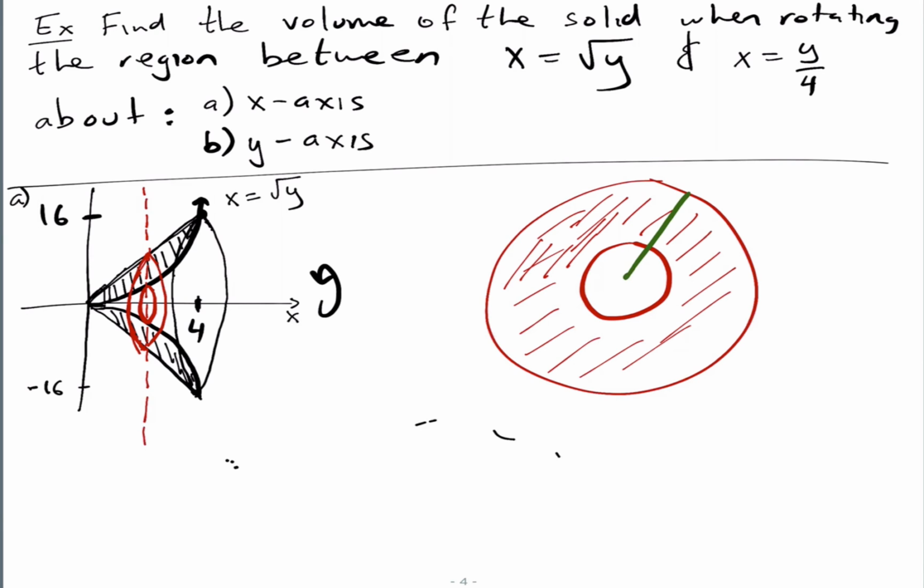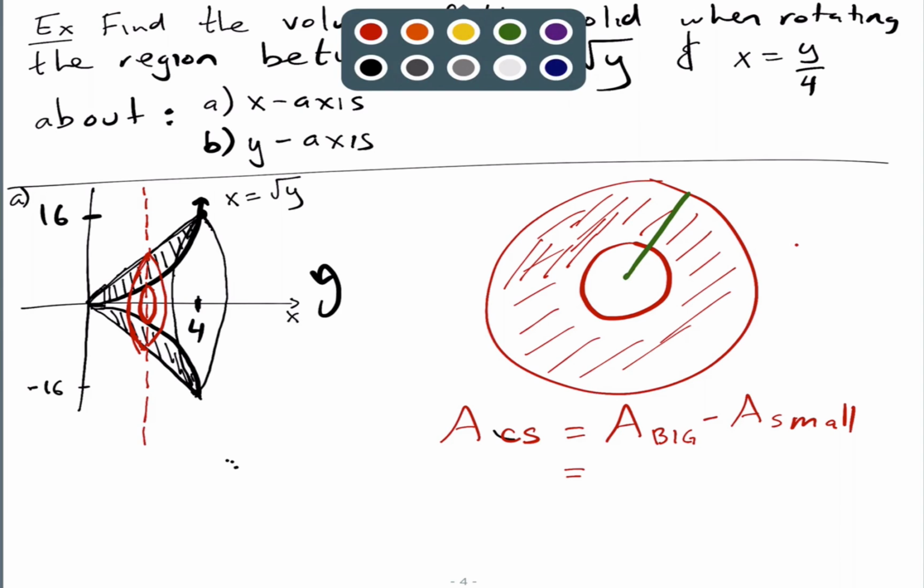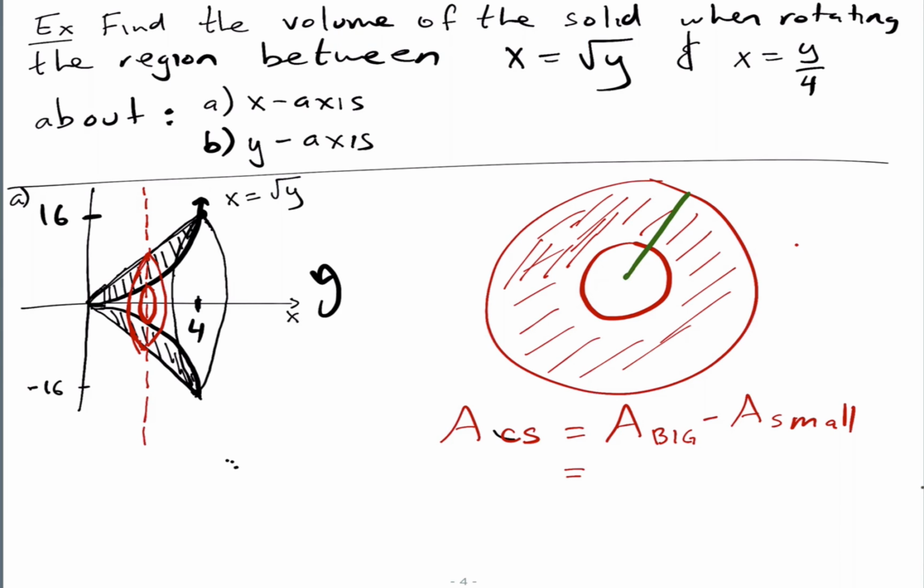Okay, so let's write this down. The area of the cross section is equal to the area of the big minus the area of the small. That's pretty straightforward. That doesn't take too much brain power to figure out. Now you need to figure out, well, it's a circle, so basically you need the radiuses: the radius of the big and the radius of the small. I'm just going to call this R small and R big.